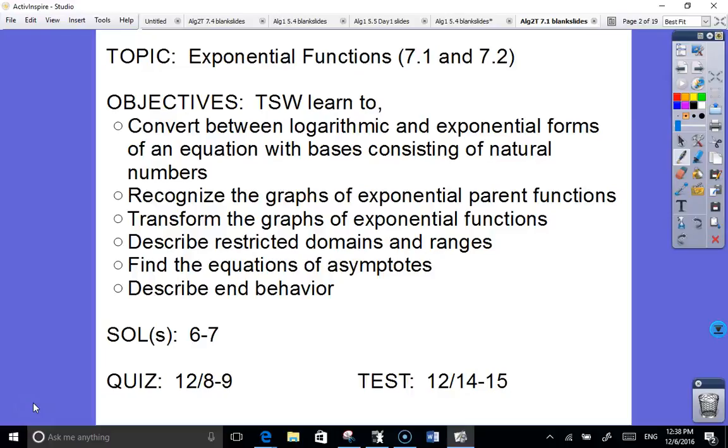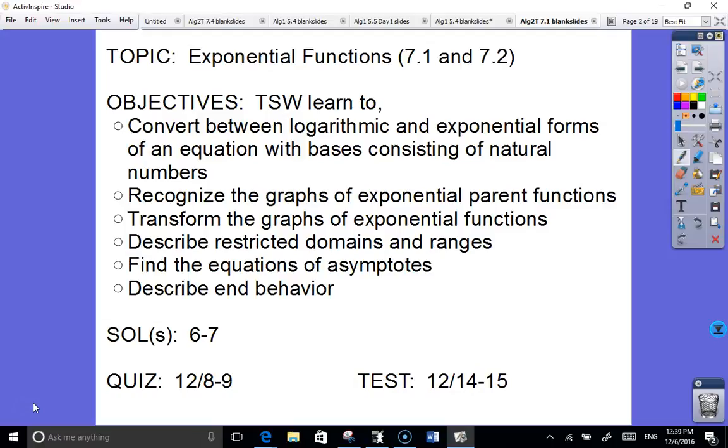So, exponential functions. These are what we're required to do by the SOLs. Be able to convert between logarithmic and exponentials. Okay, we can't do that one today because we do the logarithmic next time. Recognize the graphs of exponential parent functions, which we'll do today. Transform the graphs, meaning shift them around by adding and subtracting and multiplying, all that.